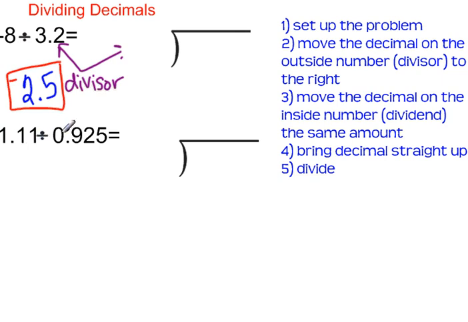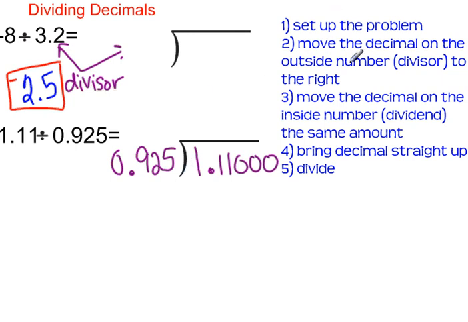1.11 divided by 0.925. That's the number that goes on the outside. What goes on the inside? 1.11. And remember, I can put as many zeros as I want after the end of this. I don't know if I'll need them, but I can put them there.